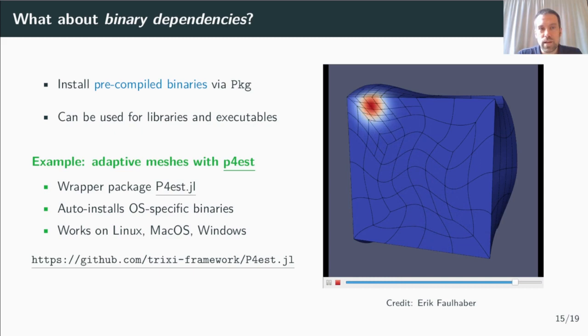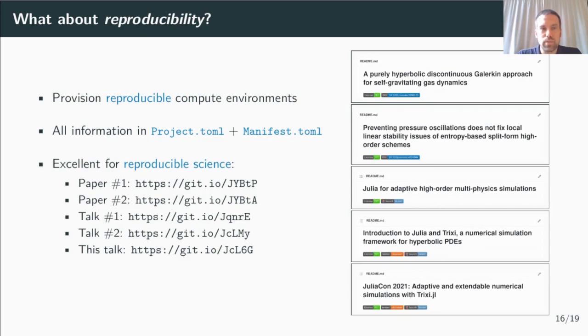Besides handling binary dependencies, the package manager is also great for creating reproducible compute environments. All information about packages, their versions, and their dependencies is contained in the two files Project.toml and Manifest.toml. And with that, it's very easy to set up repositories where you can allow users or other scientists to reproduce your results. We've actually used this already for the two papers we've written with Trixi and for a couple of talks, including this one, and it works very, very well.